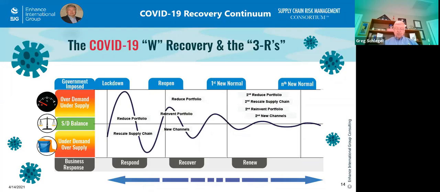Again, now the government reopening, and the second, third, and fourth reopening are now manifesting themselves into another over demand, under supply of PPE products around the globe for those companies who reinvented their portfolios to produce new products like PPE, which they were not producing, like 3M and Ford, for the new health care demand and channels.